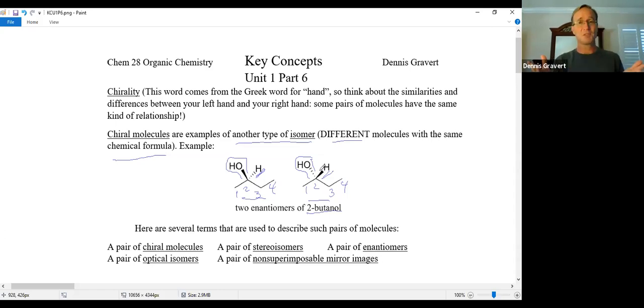Right now, just wanted to give you some other terms, right? Because scientists love putting new names, new labels on every new idea. So now molecules have handedness. Ooh. So when you have a pair of these molecules, what kind of words can you use to describe them? Well, you can say they're a pair of chiral molecules. They're a pair of stereoisomers. That's an interesting word, huh?